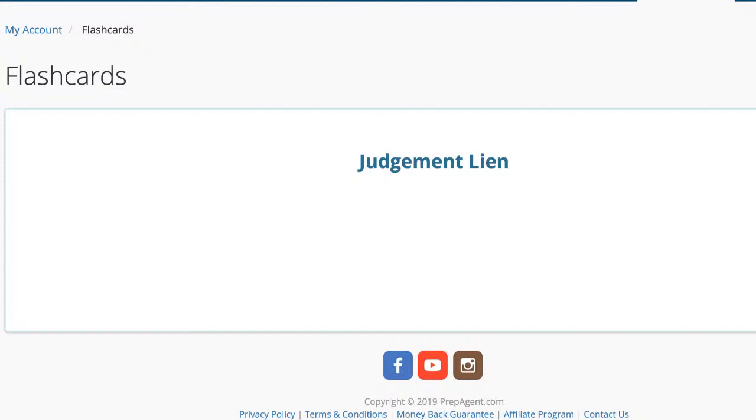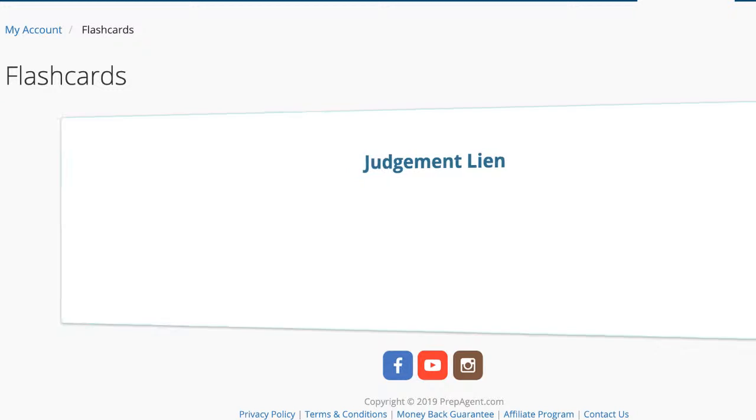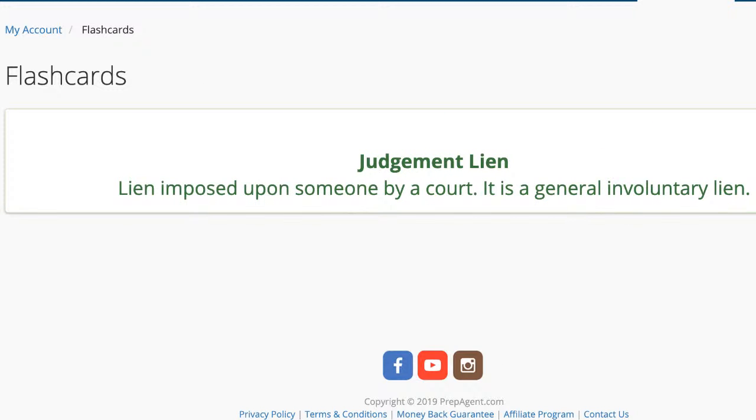Judgment lien. What's a judgment lien? A judgment lien is a lien put on by the court. So you lose a court case and they say you owe money. It would obviously be a general involuntary lien, which means they could come after everything you have.